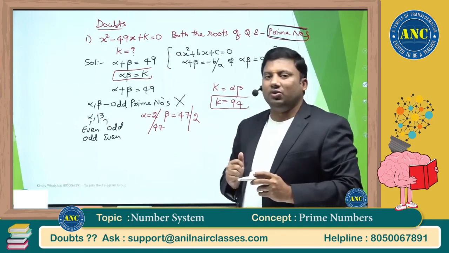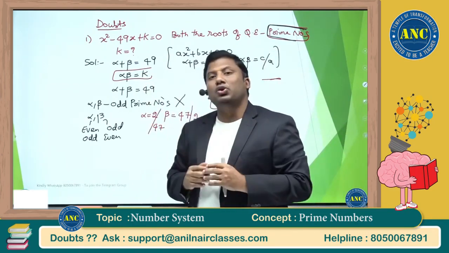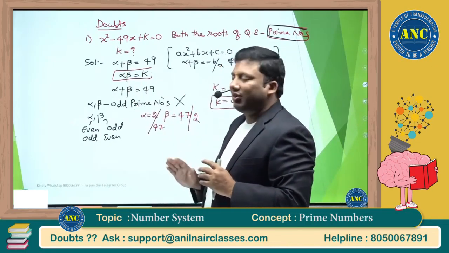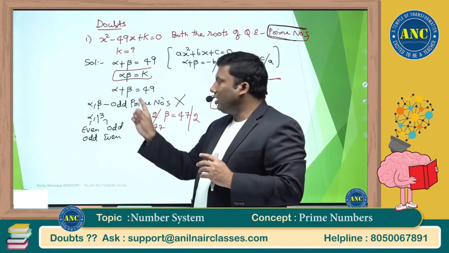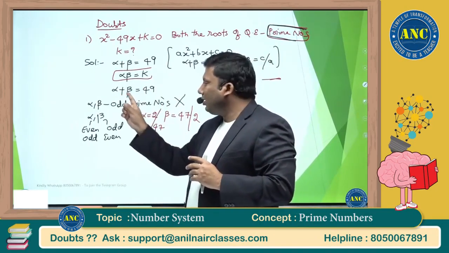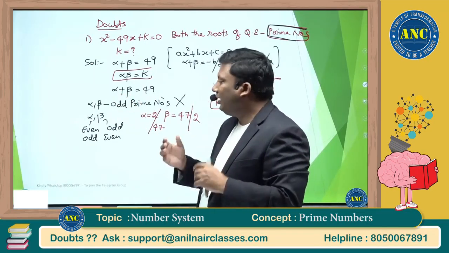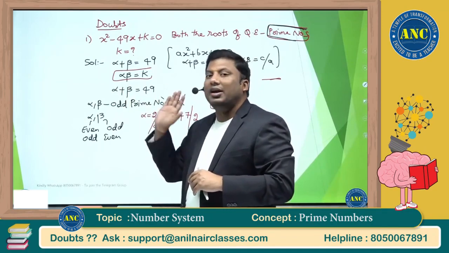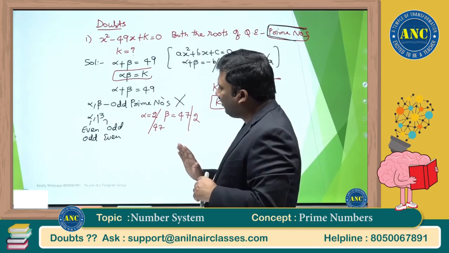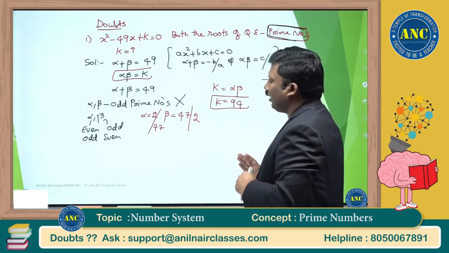I hope the student who asked the doubt understands, you don't need to enumerate here. If you use the basic number theory concept, the sum of the roots is 49. 49 is an odd number. Odd plus odd is an even number, and even plus even will also result in even. So one has to be odd and another has to be even. So the answer for this question is alpha is 2, beta is 47.